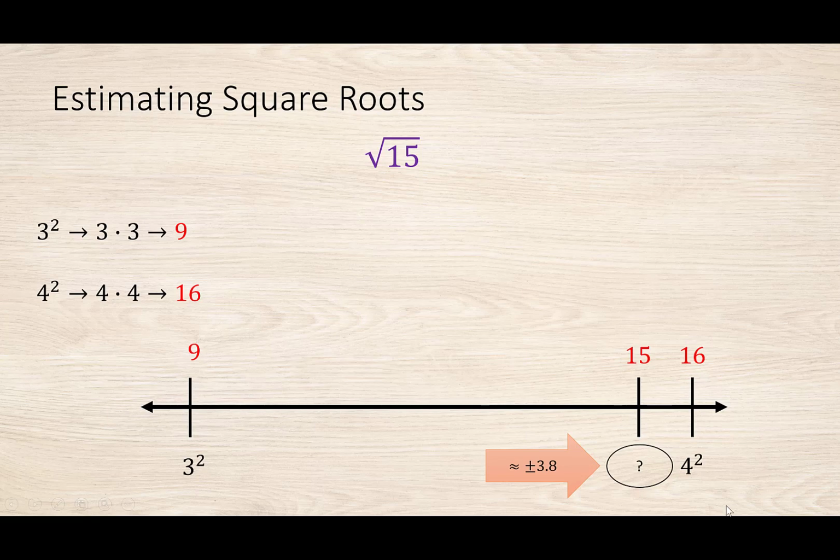But be super, super careful and don't forget your plus or minus. Because again, the negative number also multiplies to give us that positive answer. So we would say that the square root of 15 is about plus or minus 3.8, about plus or minus 3.9. I would accept either one of those answers.